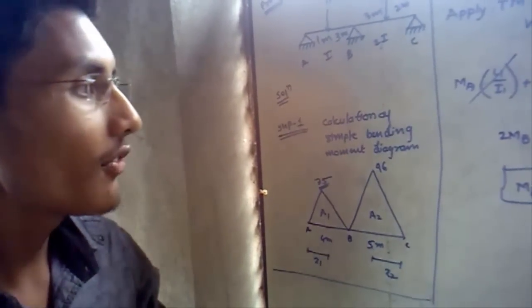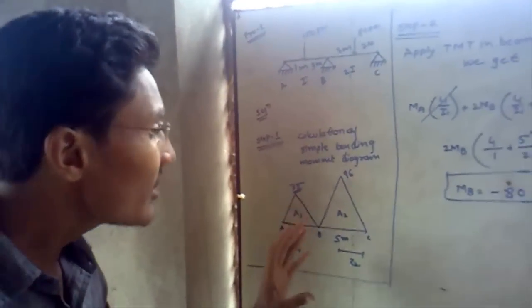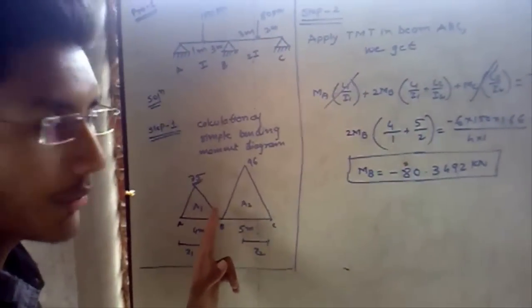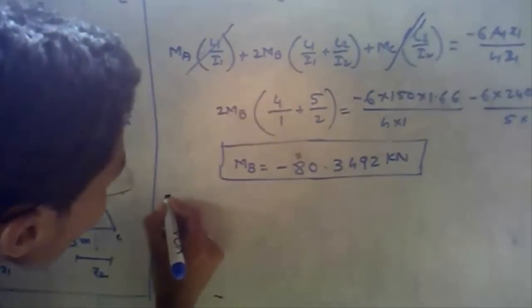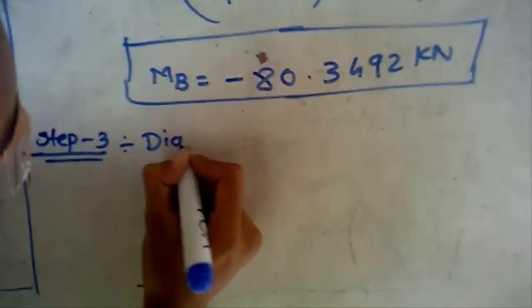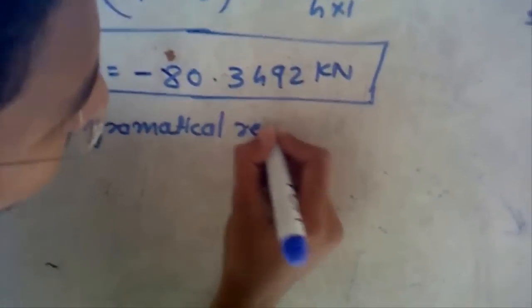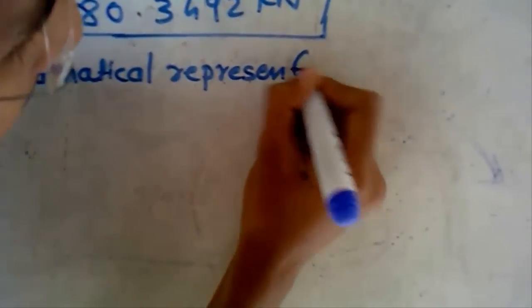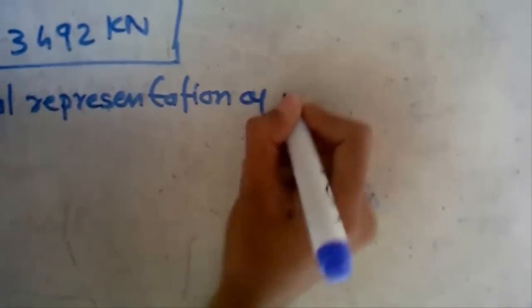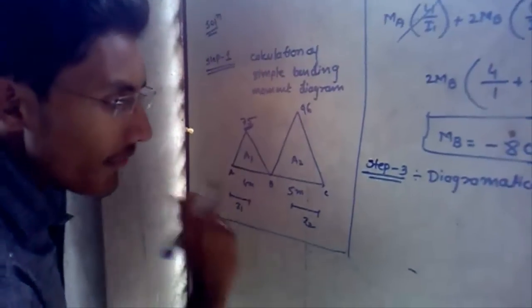This is not the exact answer. We want to solve the total diagram, which needs the net bending moment diagram, which overlaps the simple bending moment diagram. So we proceed to step number 3: the diagrammatical representation of the net BMD, bending moment diagram.